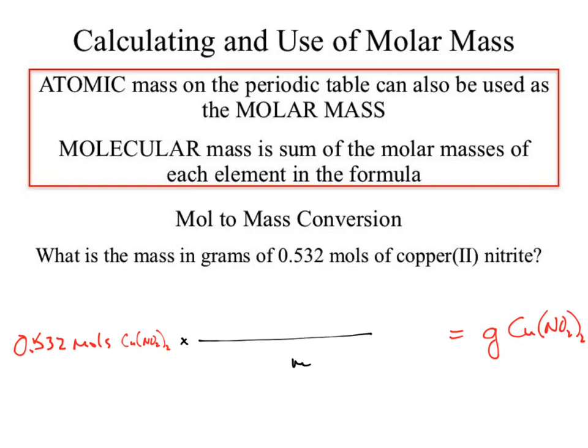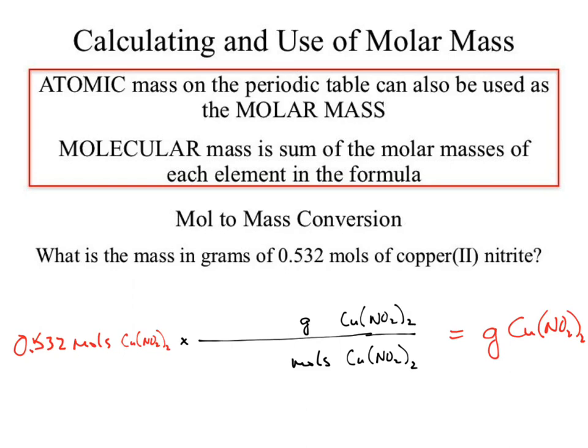We get moles of copper(II) nitride in the denominator. Why do I want it in the denominator? I want to cancel it. What do I want in the numerator? Half right. Thank you.